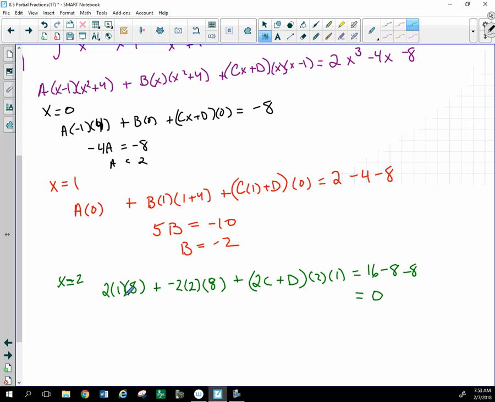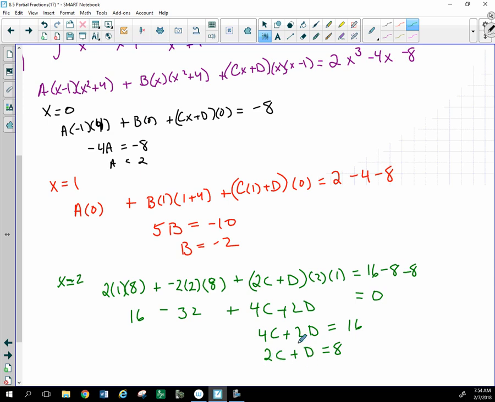And so then if I solve this, it looks like I've got 16 minus 32 plus, now if I distribute my 2, 4c plus 2d equals that. And so it looks like if I move this across the equal sign, this becomes negative 16. So 4c plus 2d equals 16. And if I divide everybody by 2, 2c plus d equals 8. And so that's one setup that I've got.